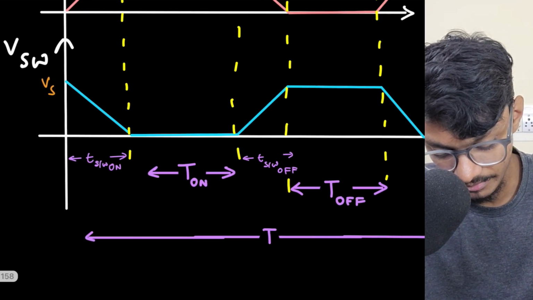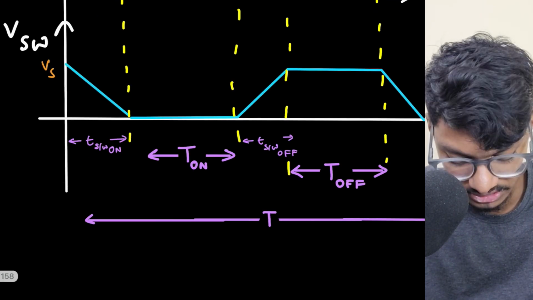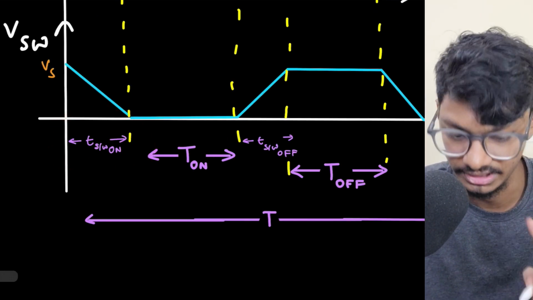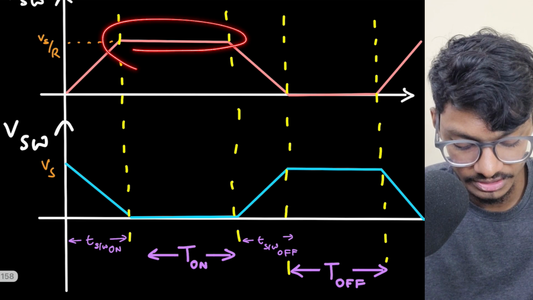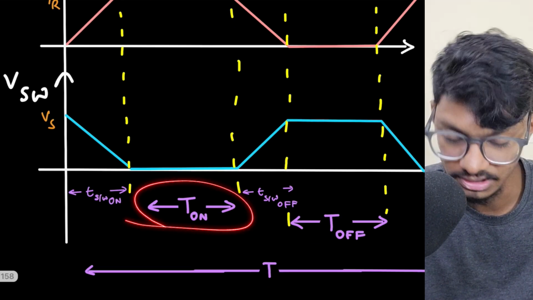Now this time is known as the time for the switch to turn on. When current increases and voltage decreases, this is the TSW on. This is the notation that I told you. Then for this particular duration it is in steady state, so the switch is on, and this is known as the capital T on.